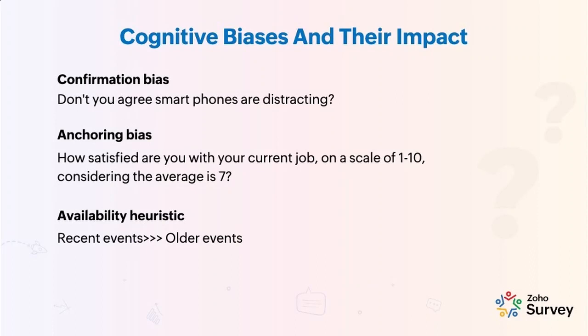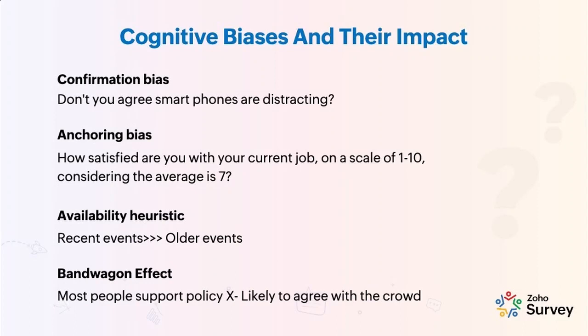And then don't forget the bandwagon effect. It's human nature to want to fit in. If a survey implies that most people support policy X, you might lean towards agreeing just to go with the crowd. So, in framing survey questions, we need to sidestep these biases. This means avoiding leading language and not anchoring responses with specific examples or popular opinions. It's a balancing act, actually.